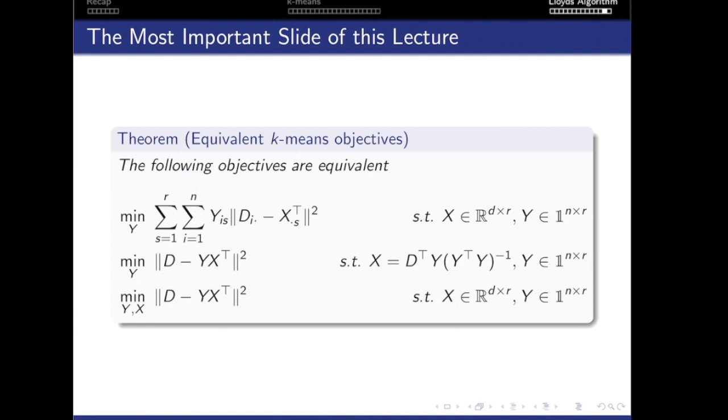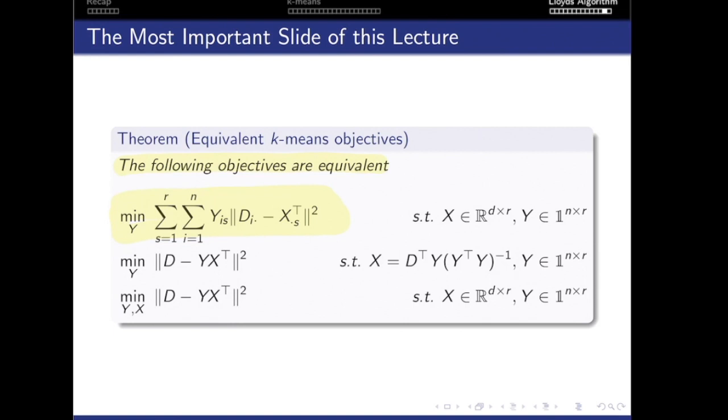Now, the most important slide of this lecture is given here. So why is it important? Because it summarizes in one result the whole story of k-means we have had in our lecture. So it says that the following objectives are equivalent. The first objective is the one which told us that we actually want to minimize the distance of the point to the corresponding centroid, and therewith we also developed the scheme of Lloyd's minimization by solving these subproblems.